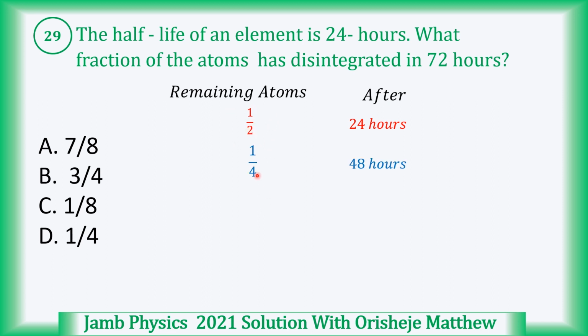Then in 48 hours, the fraction remaining is 1/4. So the fraction that has decayed is 3/4. Then in 72 hours, the fraction remaining is 1/8. So the fraction that has decayed is 1 minus what is remaining. So that will give me 7/8. So the answer is A.